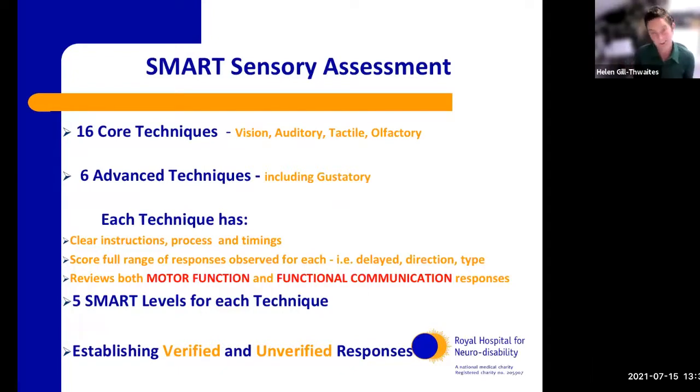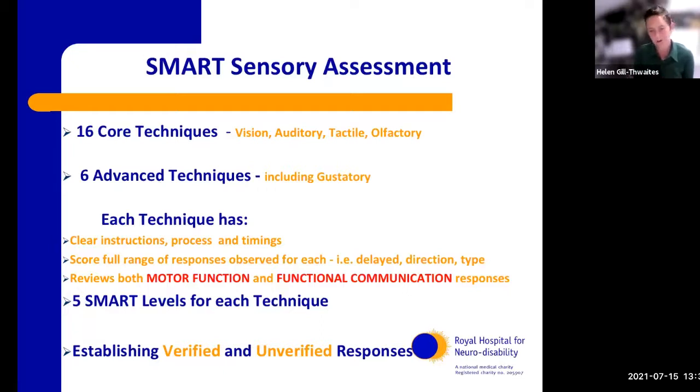So SMART is a sensory assessment. The SMART sensory assessment immediately follows a behavioural observation assessment. It has 16 core techniques, which include vision, auditory, tactile and olfactory, and then 6 advanced techniques, including gustatory. So for example, in the core techniques of vision, we look at visual tracking. Can the patient follow a mirror, a photograph and a familiar photograph, left, right, up and down with their eyes?